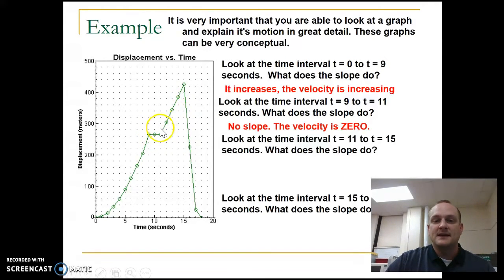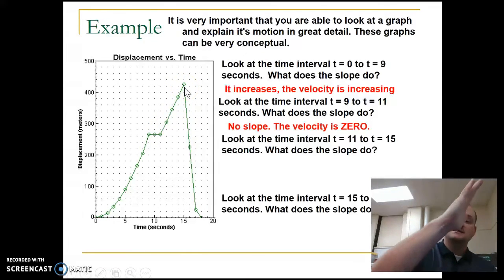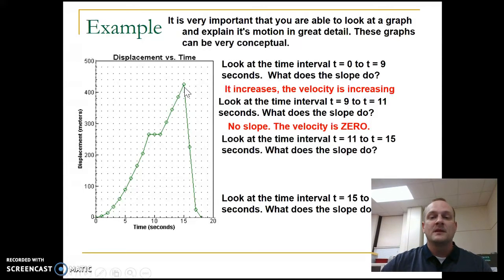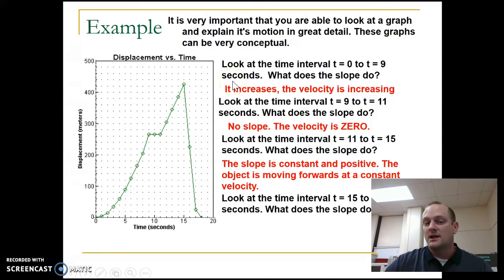Then I'll look at 11 to 15. What is the slope doing? Well, the slope is positive, and it's not changing, right? It's at a steady angle there, just going straight up. So that means I have a constant positive velocity.